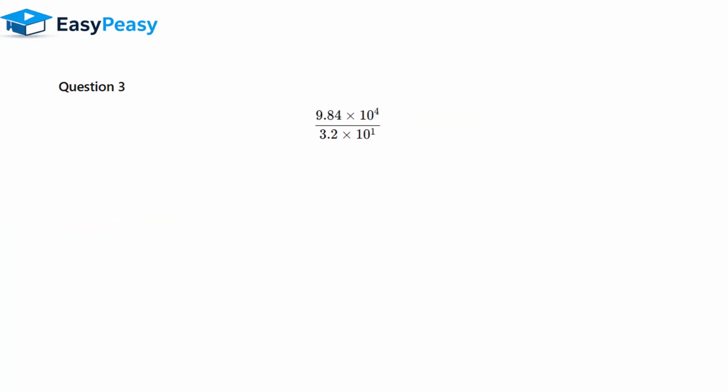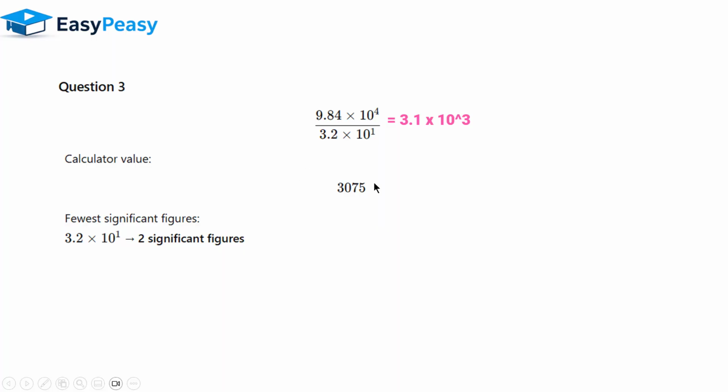Okay, next. What is the answer of this question? The answer is 3.1 times 10 raised to power 3. How come? When you do the calculation, the value comes like this. And now we need to find the fewer significant figures. So here we have 3, 1, 2, 3. Here we have 2, 1, 2. So we'll go with the 2 significant figure value. We'll only take the 2 digits, so it will become 3.1. Because 7 is more than 5, it's going to round up 0 to 1. And then we will have 3.1 times 10 raised to power 3.